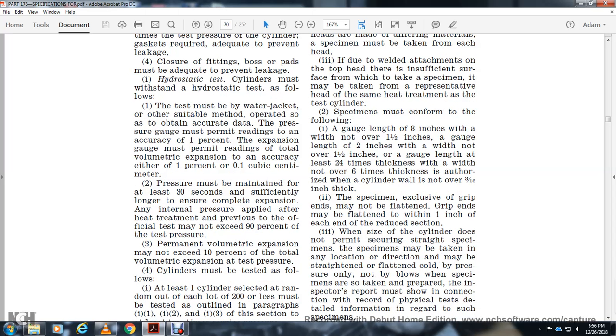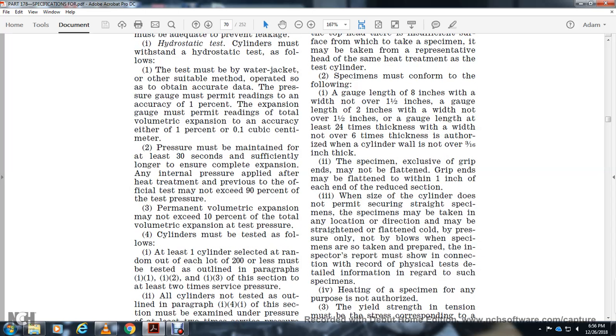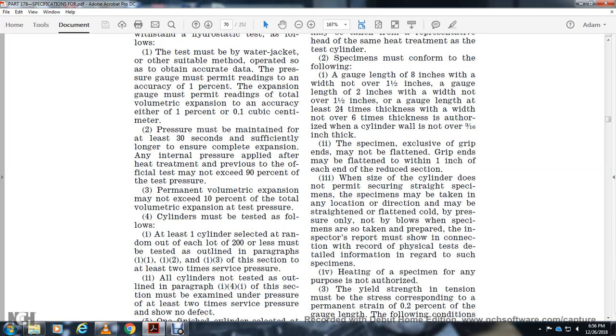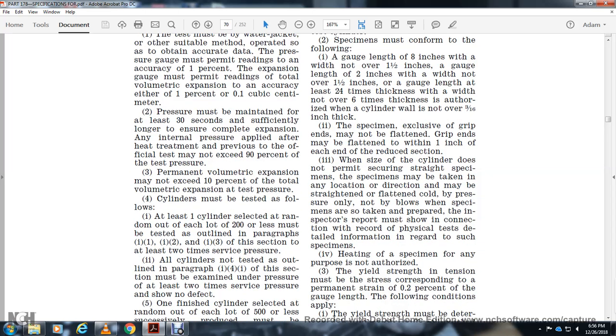Physical test with the detailed information regarding such specimen. Heating of the specimen for any purpose is not authorized. Yield strength in tension must be the stress corresponding with the permanent strain of 0.2 percent of the gauge length. The following conditions apply.